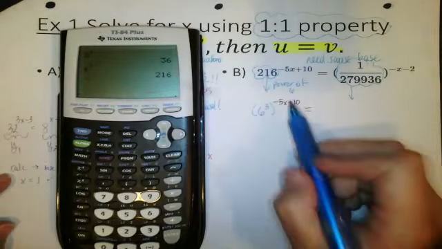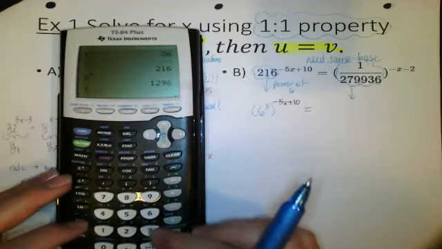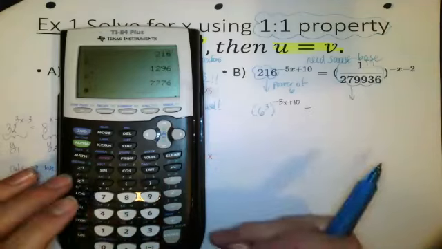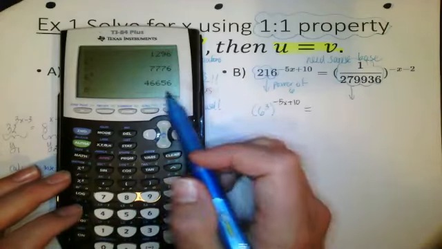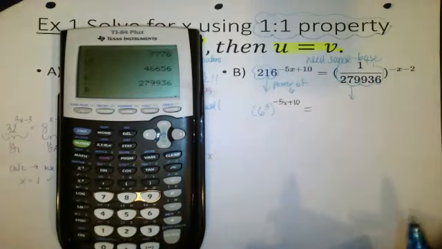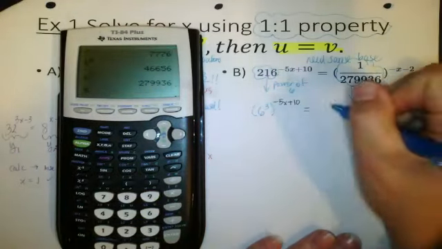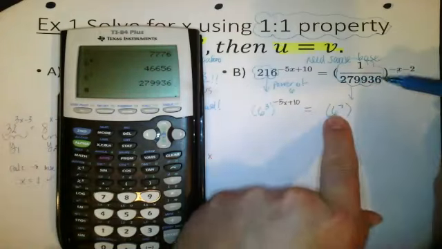Let's see, this is 279,936. Again, I'm hoping it's a power of 6. Let's see, what's 6 to the 4th? 1,296. 6 to the 5th? 7,776. Okay, 6 to the 6th. 46,656. Still bigger. What is 6 to the 7th? Oh, there we have our winner. 6 to the 7th power.